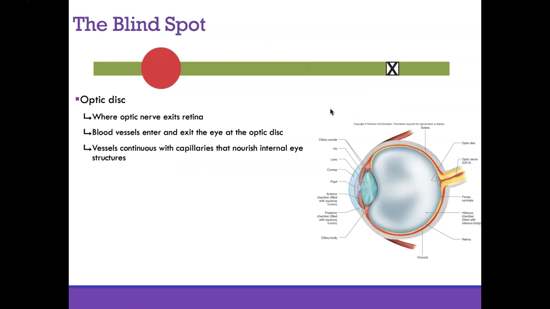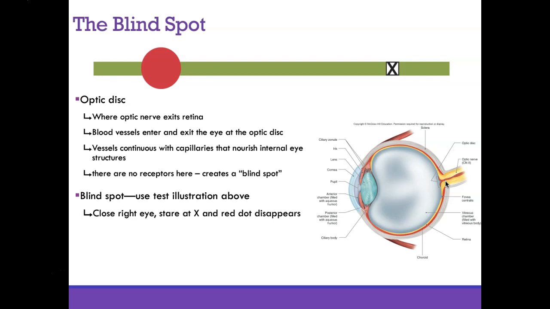So the optic disc, like I mentioned, is this area right over here. You can't have any photoreceptors here. The optic disc is where all the blood vessels enter and exit. So we need to have capillaries that are continuous so we can nourish the eye all throughout the eyeball. So blood vessels enter and exit at the optic disc, and those vessels are continuous with capillaries all throughout the eye and the vascular layer, so they can nourish all of the eye. And again, since there are no receptors here, we call that the blind spot.